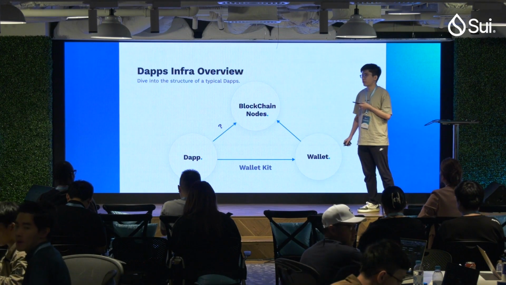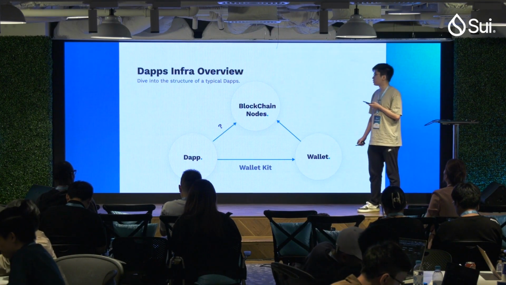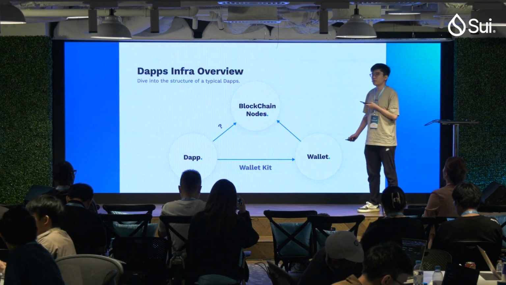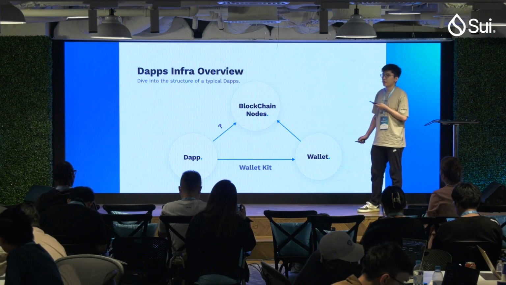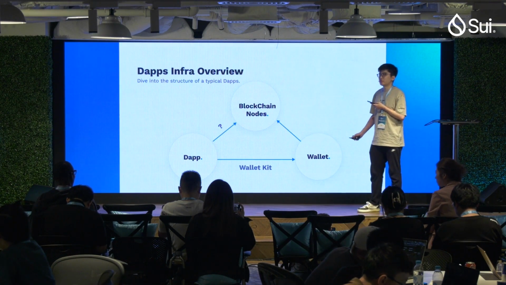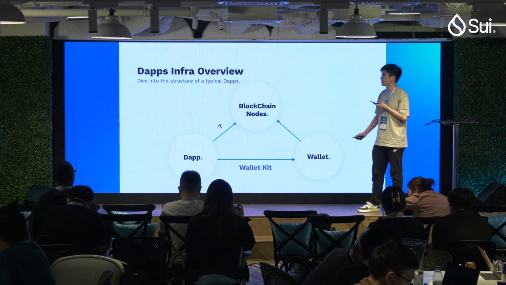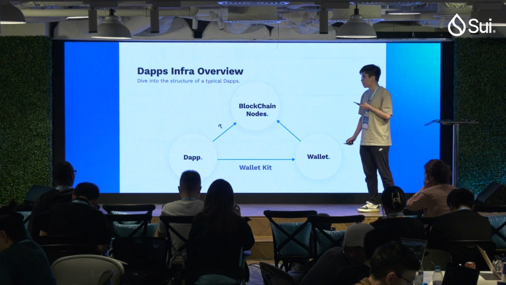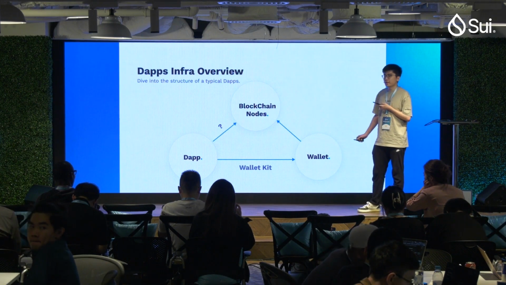Now, let's go back to our main focus today. Here is a picture of a typical dApp infrastructure overview. Now we have the wallet. There are two crucial components you can never miss when you are building a dApp: the blockchain nodes and the wallet. Blockchain nodes are your gateway to interact with the blockchain itself, and the wallet is a repository of the user assets. First, let me introduce the Wallet Kit.